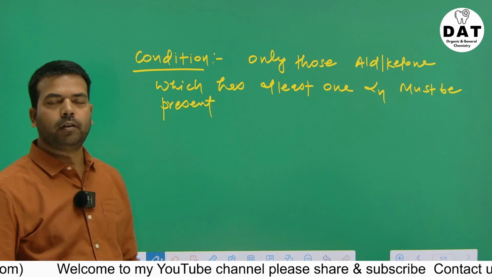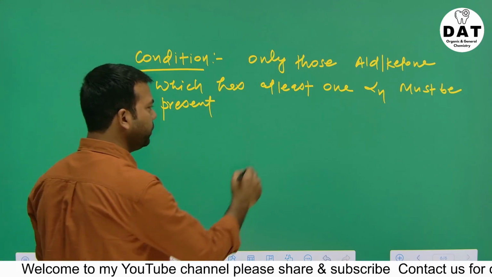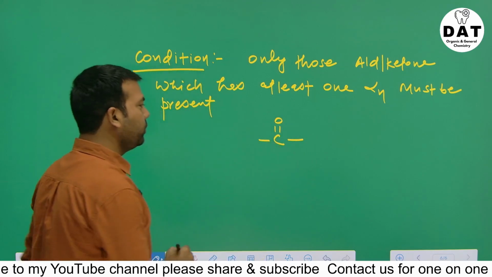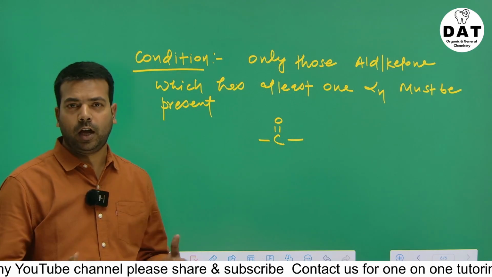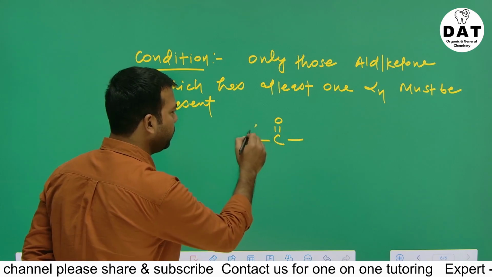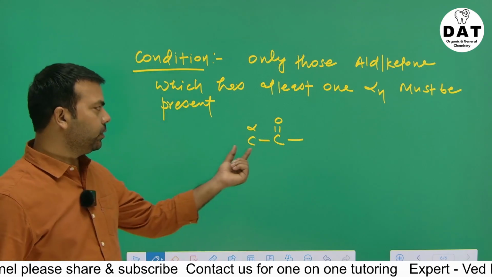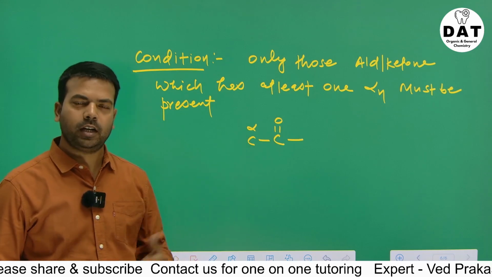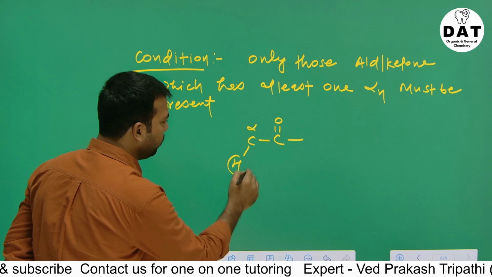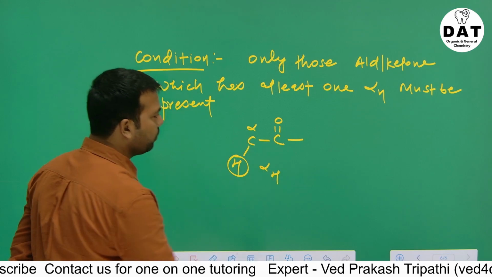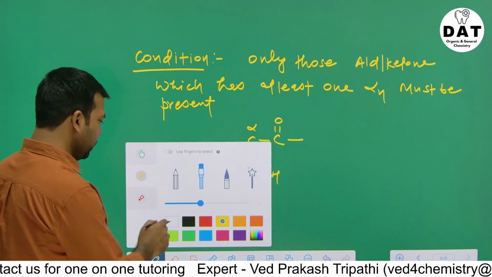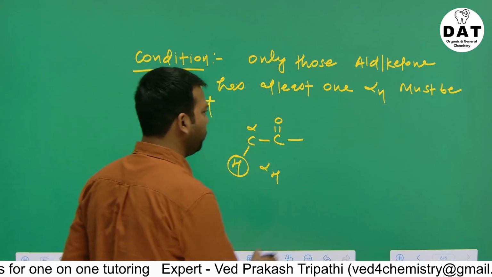So what is alpha hydrogen? Suppose we have this carbonyl bond. The neighboring carbon bonded to the carbonyl is called alpha carbon. It can be on any side, either left or right. And if that carbon has a hydrogen, at least one is good enough, this one is known as alpha hydrogen. Clear? So now I am going to give you some examples, and you have to tell me which one is going to show tautomerism.